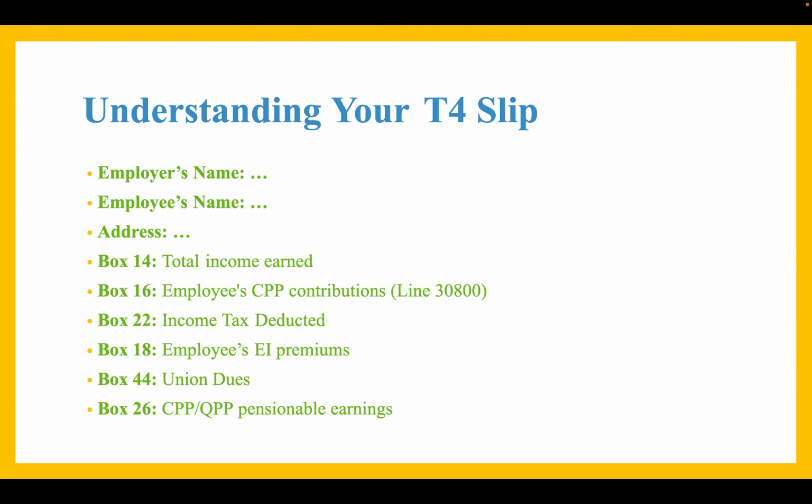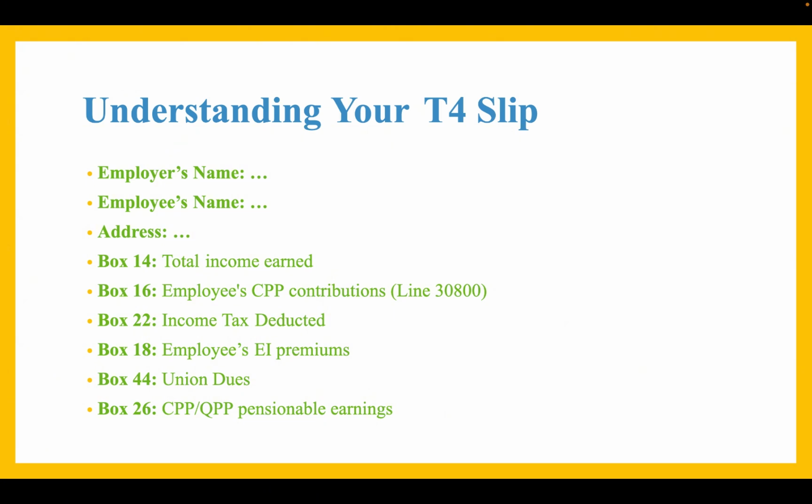Box 14 shows your total income. Box 16 shows money taken out for the CPP, Canadian Pension Plan. Box 18 shows money taken for EI, employment insurance. Box 22 shows the income tax deducted. Box 44 shows money taken for union dues if you're in a union. Box 26 is for contributions to pension plans like QPP if applicable.